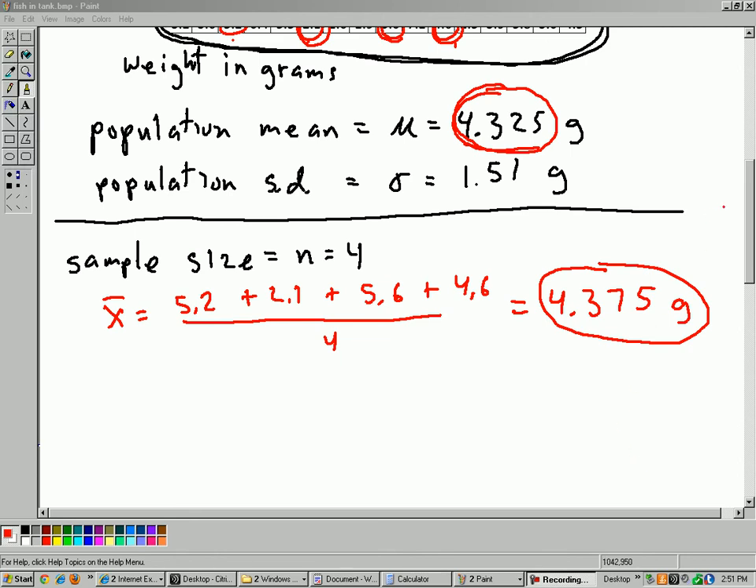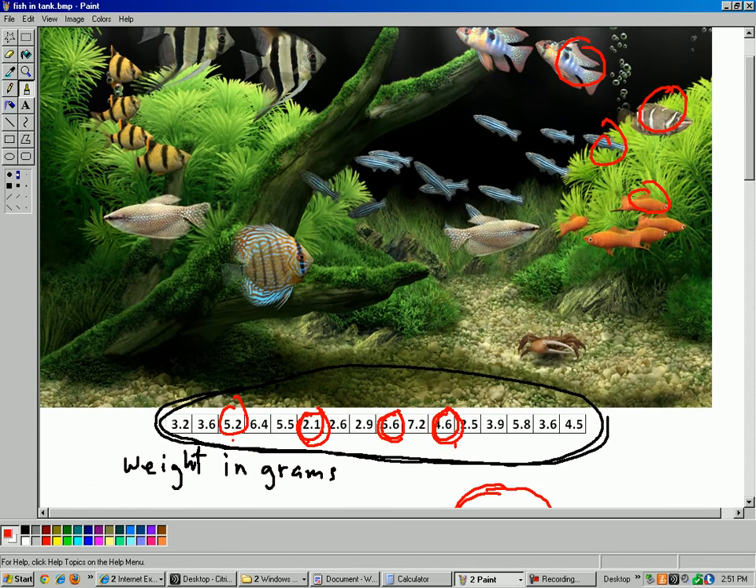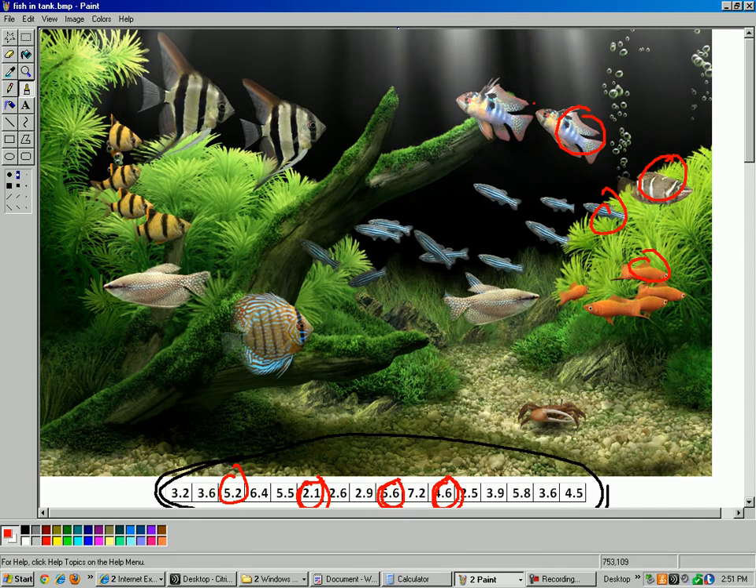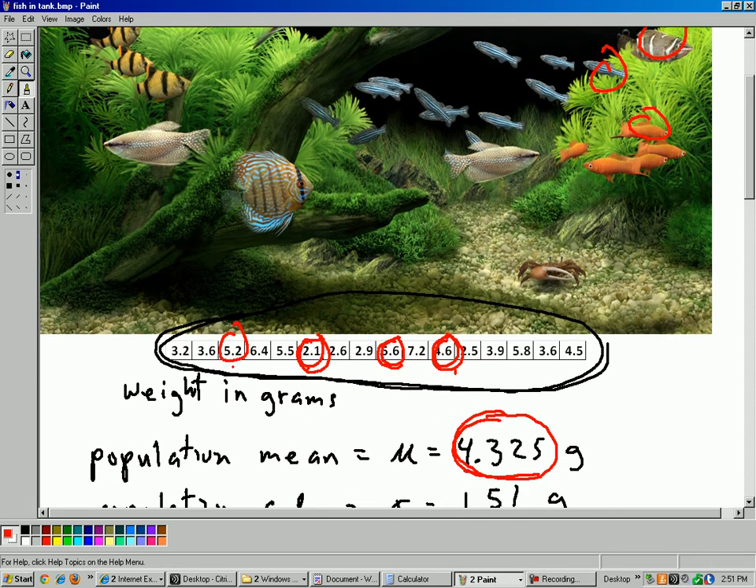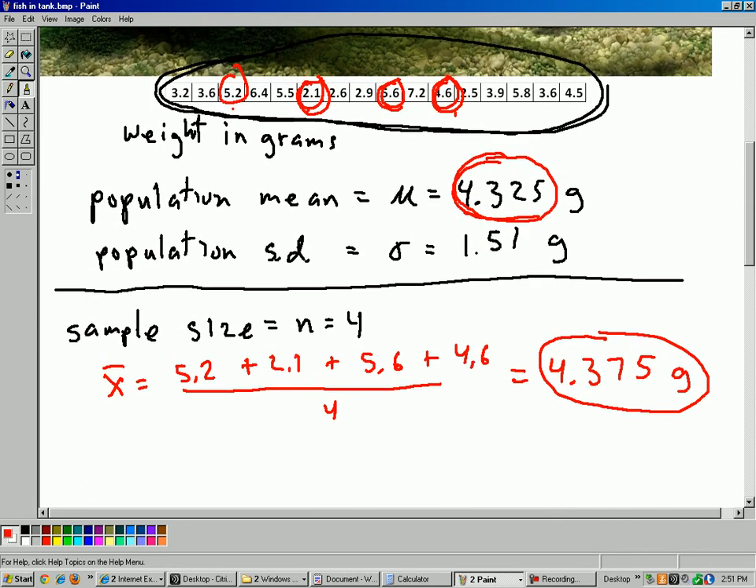Okay, here is part 2 of chapter 11, sampling distributions. So a quick reminder, we have our population of fish. I took one sample so far, and I got a sample mean of 4.375, which was quite close to our population mean of 4.325. But I just got pretty lucky there. My sample just happened to be close to the population.